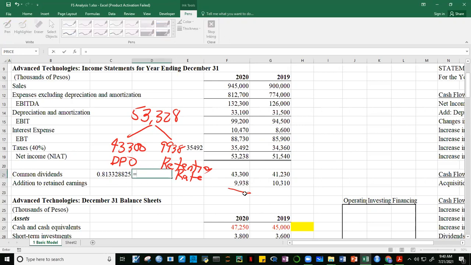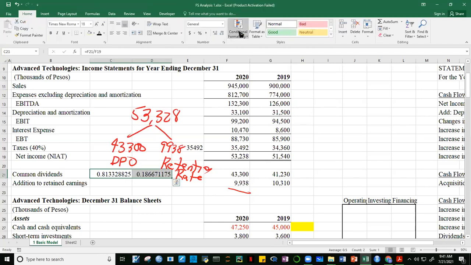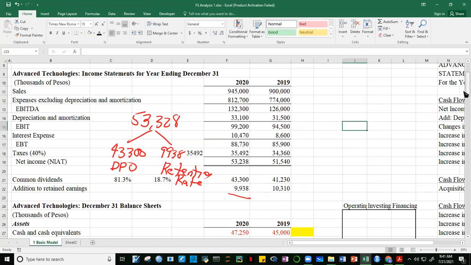It is equal to this divided by this, or 1 minus this one. It will give us the same answer, kahit 1 decimal place. Okay? So this was your dividend payout ratio. This was your retention rate. Okay, so that's our basic financial income statement.